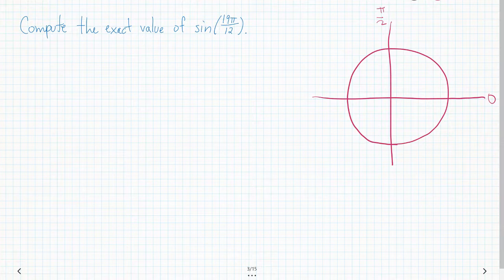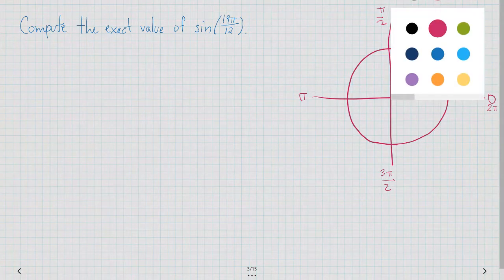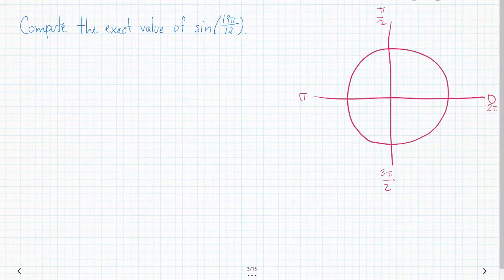So we have 0, pi over 2, pi, 3 pi over 2, and then you have 2 pi sitting right in the same spot 0 is. Notice 19 pi over 12, if it was 24 pi over 12, that would be 2 pi. So it's sitting somewhere in between the 0 and 2 pi. Okay, so we're good there. Now let me kind of mark some things that happen here.